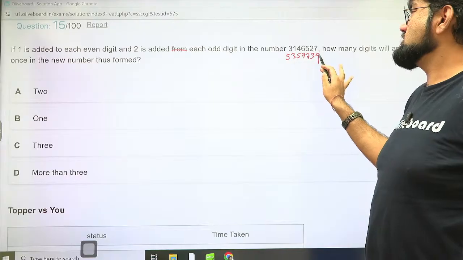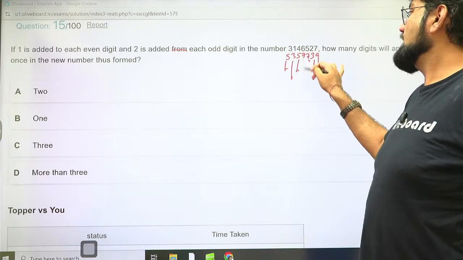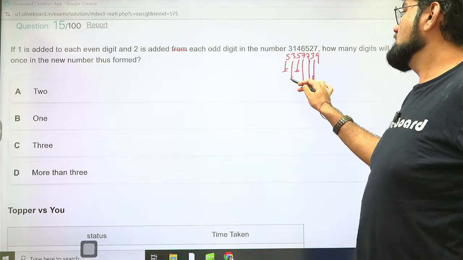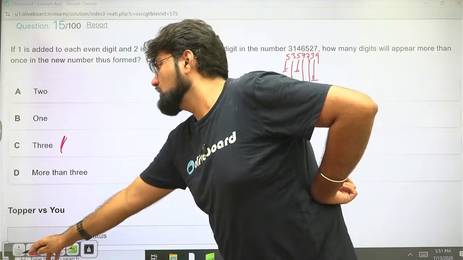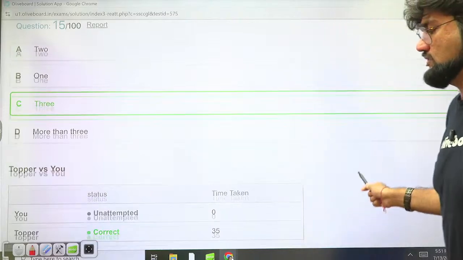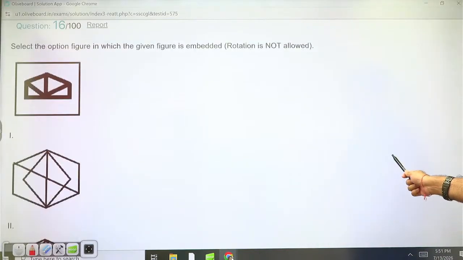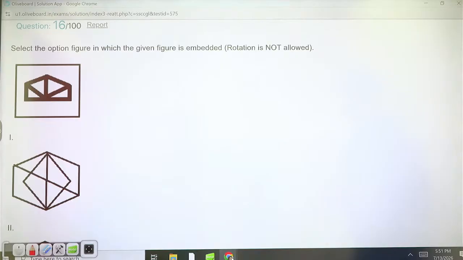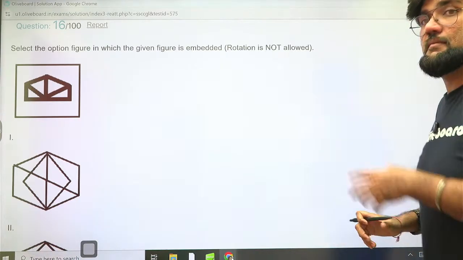So how many digits occur more than one time? So 5 and 5, 3 and 3, and 7 and 7. So these are 3 digits, option C. Number of digits that occur more than once. 35 seconds. To understand the question is important. Sometimes the question actually turns out to be very easy, but the problem is we fail to understand it by reading the language.